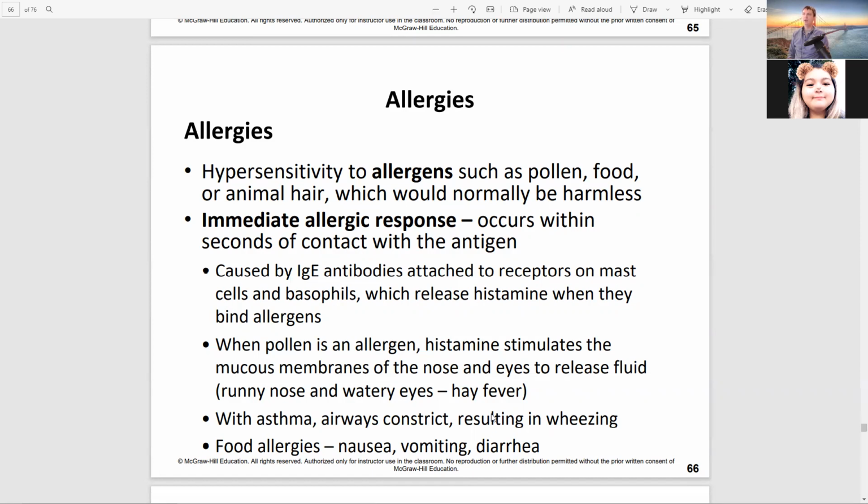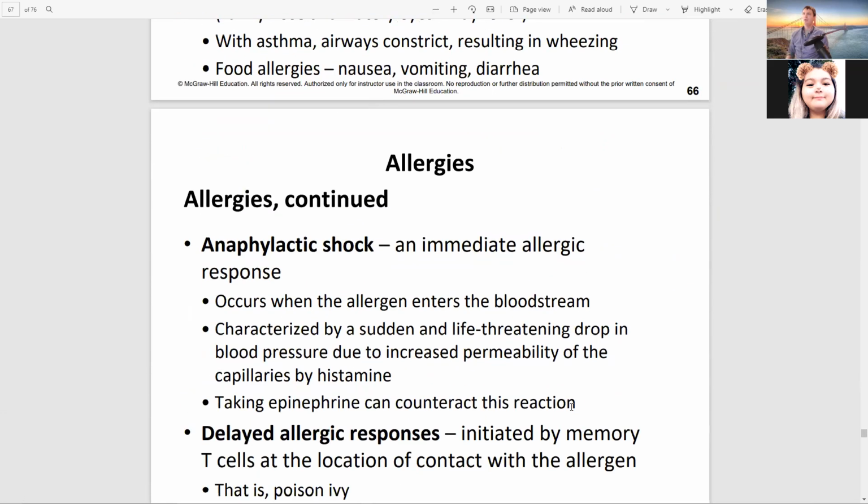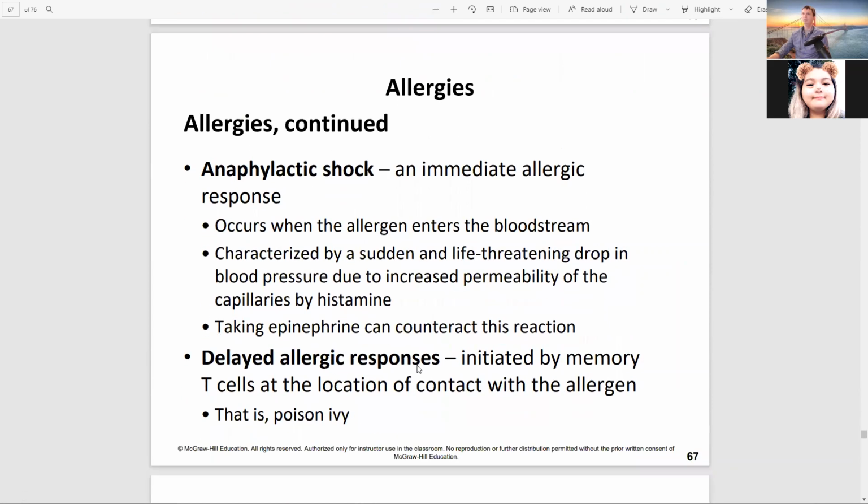With asthma, airways constrict, resulting in wheezing. And then food allergies can cause nausea, vomiting, and diarrhea. Another thing with allergies is you can have anaphylactic shock, which is an immediate allergic response. It occurs when the allergen enters the bloodstream and is characterized by a sudden and life-threatening drop in blood pressure due to increased permeability of the capillaries by histamine. So taking epinephrine can counteract this reaction.